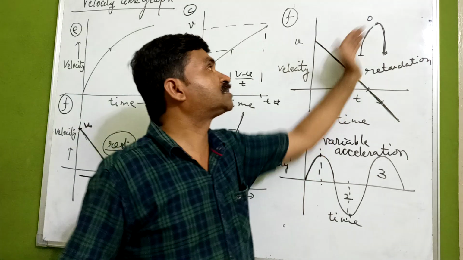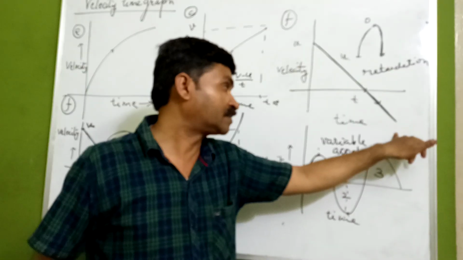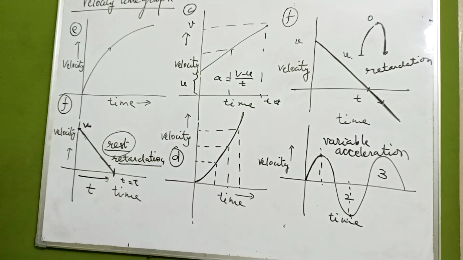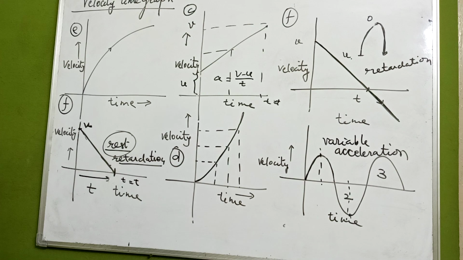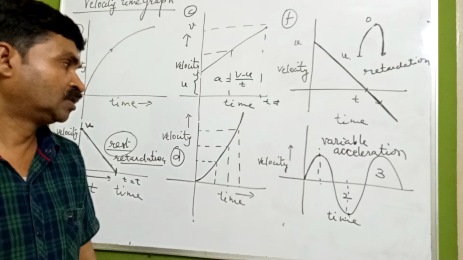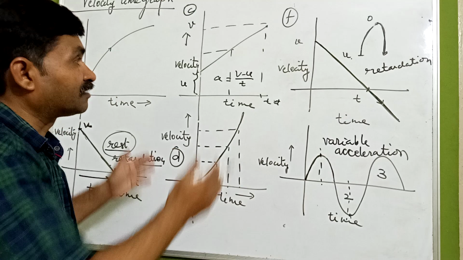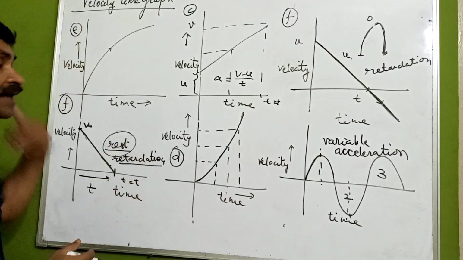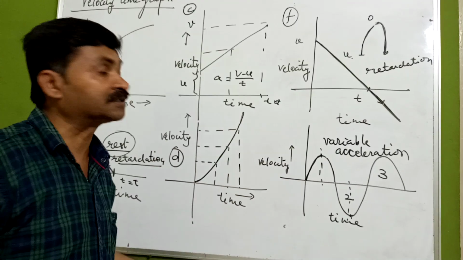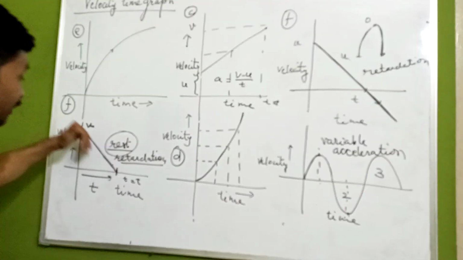But if an object is thrown upward and it is coming back, it will be given by this velocity time graph representation. If there is a variable acceleration, there is a change in velocity with respect to time. So what we are getting? We are getting a wave like graph. So we can conclude with this that we can analyze, and by analysis we can understand that there is a retardation, or there is an acceleration, or there is a variable acceleration, there is an acceleration with retardation, or retardation with acceleration by taking the slopes.